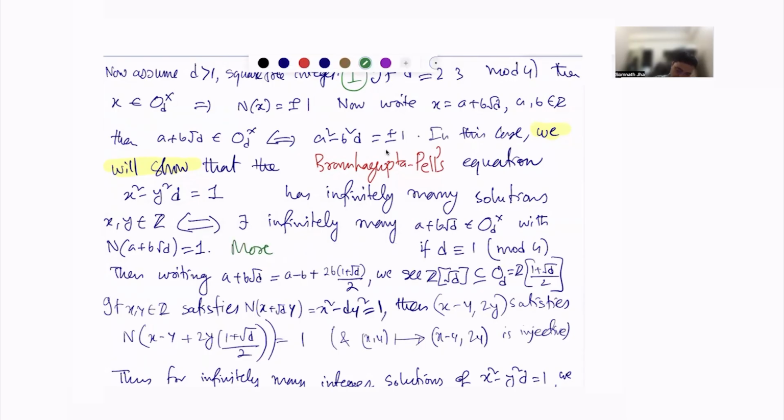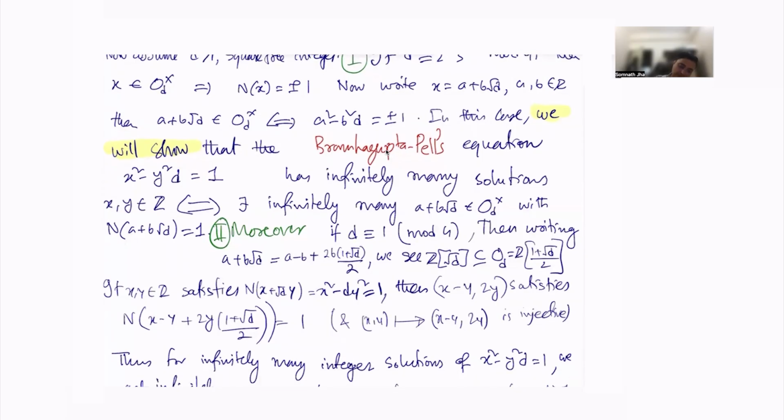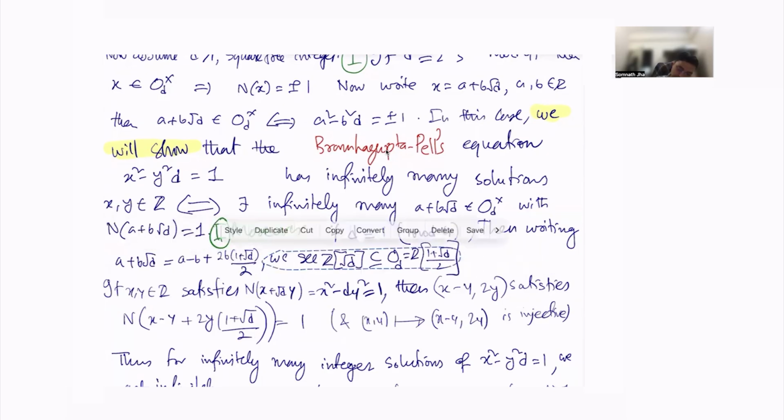Moreover, if d is congruent to 1 mod 4, then writing this, we'll see that Z[root d] will be contained inside this.